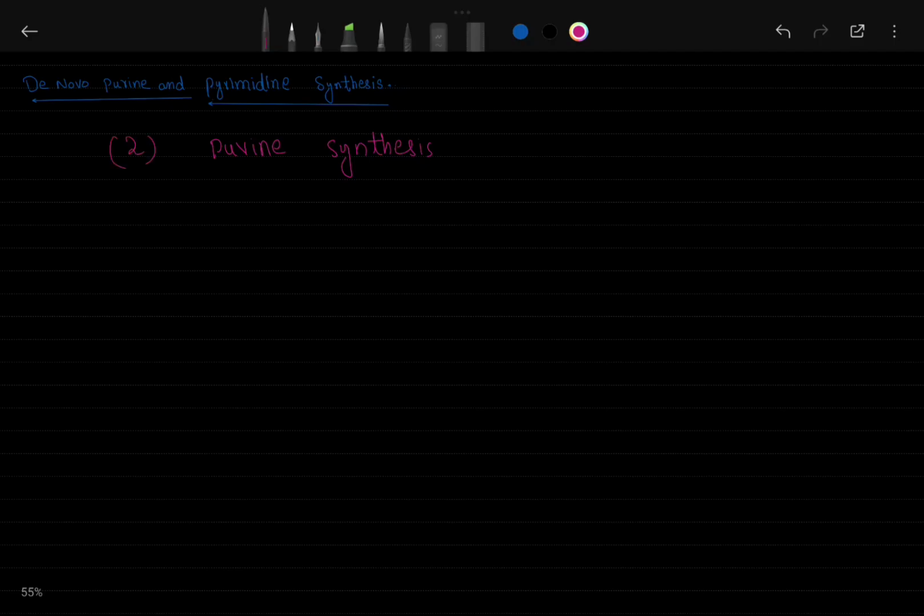Now we will discuss purine synthesis. Unlike pyrimidines, the purine ring, adenine and guanine, is built directly onto the sugar ribose. The starting point here is ribose 5-phosphate. It is converted to PRPP, phosphoribosyl pyrophosphate, by PRPP synthetase.